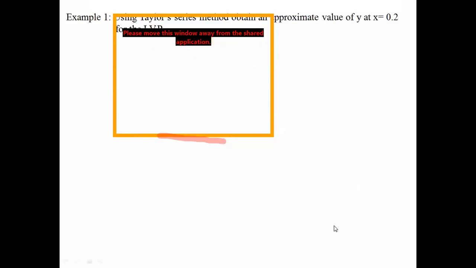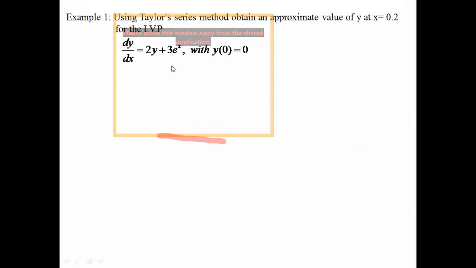Let's take one illustrative example. Suppose we are asked to solve the differential equation dy by dx is equal to 2y plus 3 times e power x, with the initial condition y of 0 is equal to 0. By the Taylor series method, you have to solve it. The initial condition gives the value of y at 0. We need the solution at x is equal to 0.2.